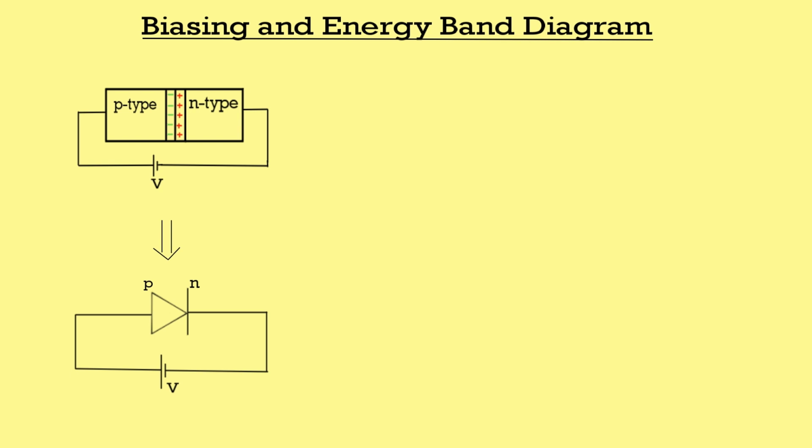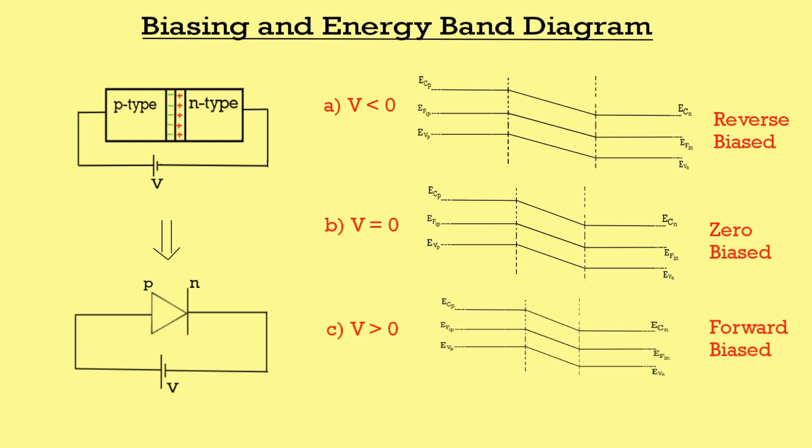Even though the world is fighting for unbiased treatment for all races and genders, the battery is quite biased. It won't give the same potential to both sides, as it wouldn't be of any practical use then. Now, we can have three cases: the applied potential can be negative, or zero, or positive. Forward bias is said to be done when the P side is connected to the positive terminal and the N side is connected to the negative terminal. Reverse biasing is the opposite of that.